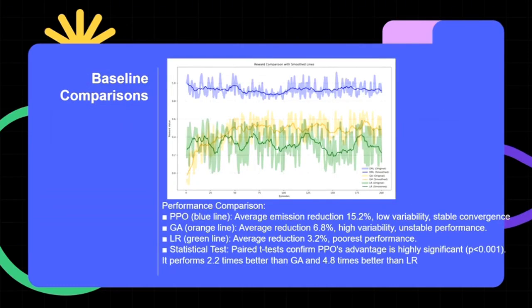The authors compared PPO with genetic algorithms and linear regression. PPO achieved 15% emission reductions, significantly outperforming the genetic algorithms at 16%.